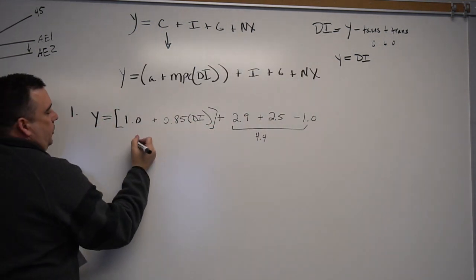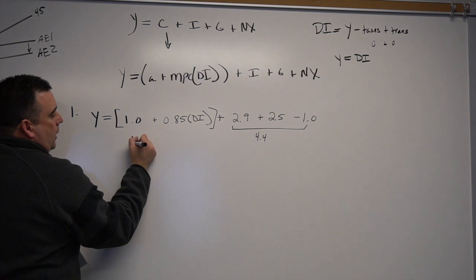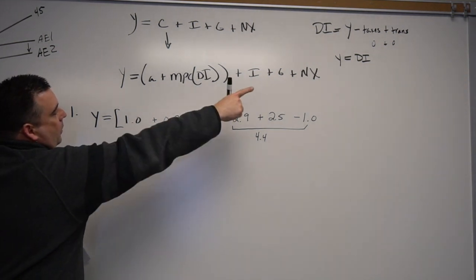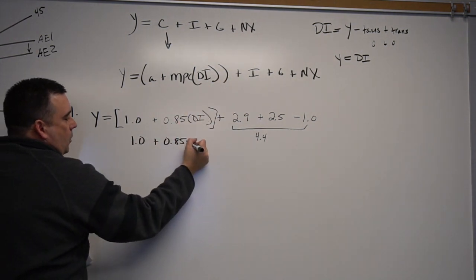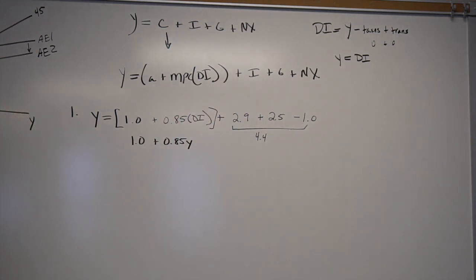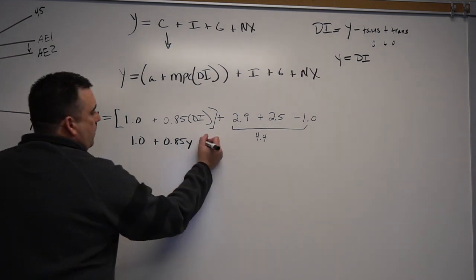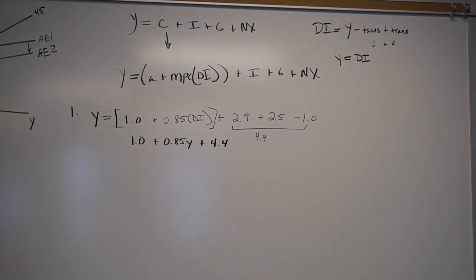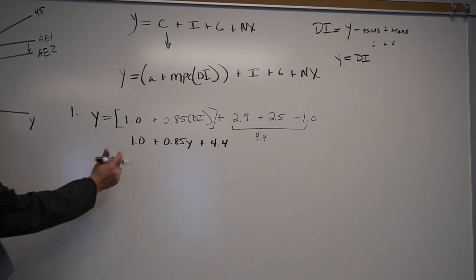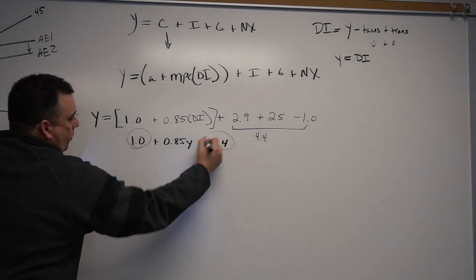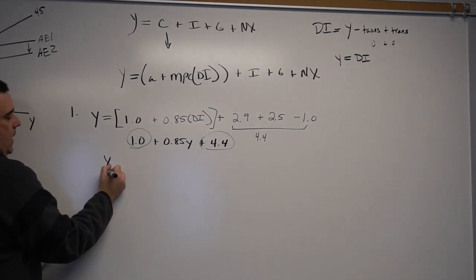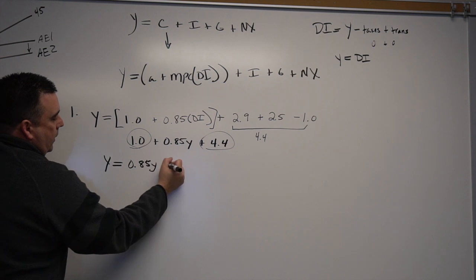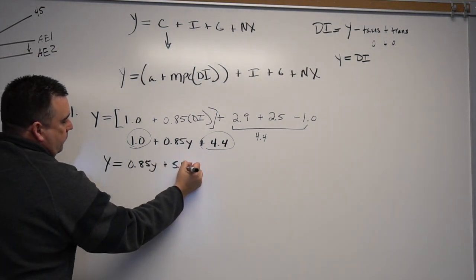So I would now be able to rewrite this whole equation as 1.0 plus 0.85, in this case y is equal to DI, so 0.85y plus 4.4. Let's go ahead and get these numbers together, right? 1 and 4.4, which means I can rewrite this now as y is equal to 0.85y plus 5.4.